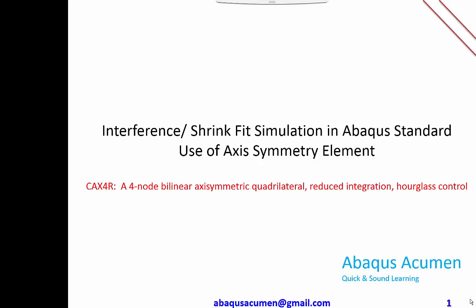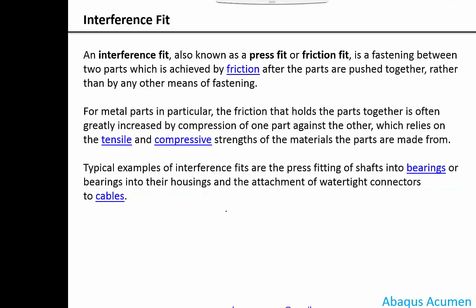So today we are going to do an interference or shrink fit simulation in Abaqus Standard using axisymmetric elements. We are going to use mainly CAX4R. It is a 4-noded bilinear axisymmetric quadrilateral. R stands for reduced integration, and you have different hourglass control.